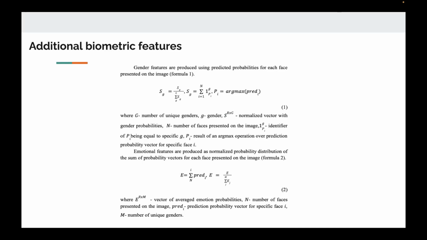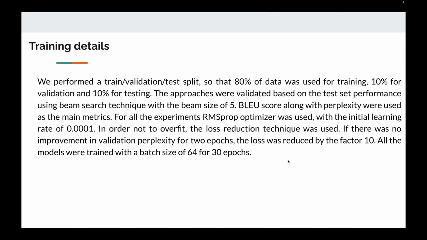So, some training details before we jump into the actual results: we used a train, validation, test split, with 80% of data used for training and 10% each for test and validation. Approaches were validated with the beam search decoding technique with a beam size of 5. BLEU score and perplexity were used for all the experiments. We also used the RMSprop optimizer with a learning rate you can see on the image. And in order not to overfit, we also used a loss reduction technique and trained the model with a batch size of 64 for 30 epochs.